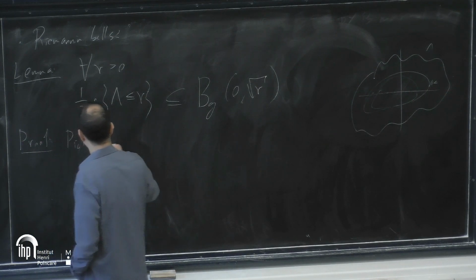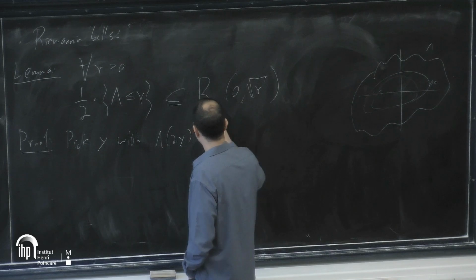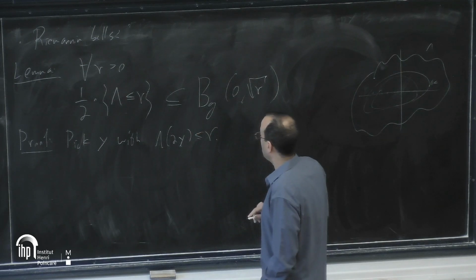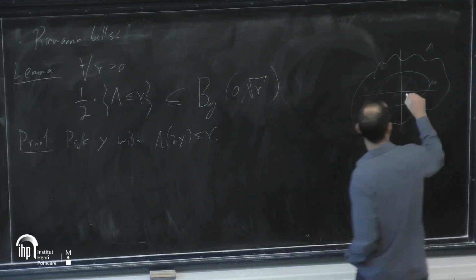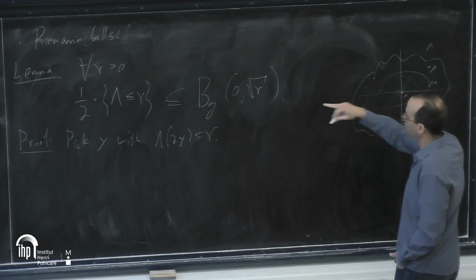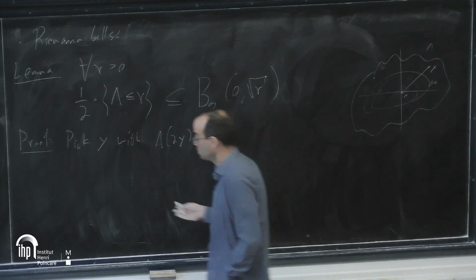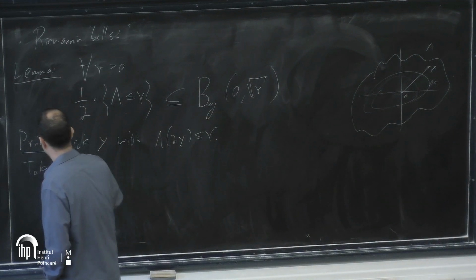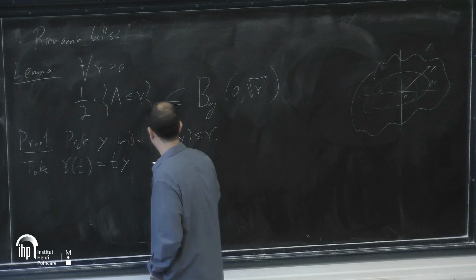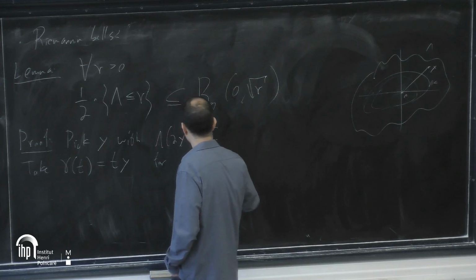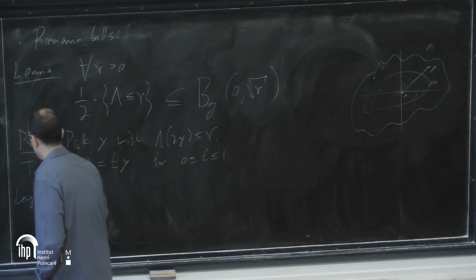We pick some y in this set, which means that lambda of 2y is at most r. I want to show that there is a path from 0 to y of length at most square root of r, and I'll just try the straight line segment. So take the line segment gamma of t equal to t times y for t between 0 and 1, and let's compute the length of this curve.